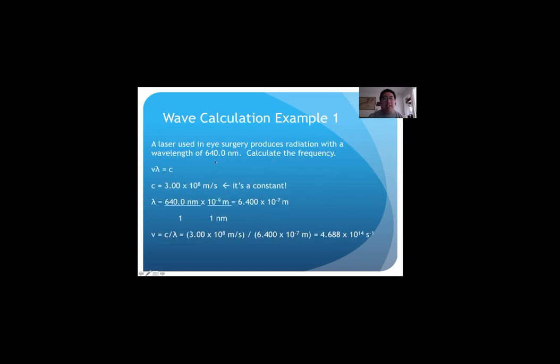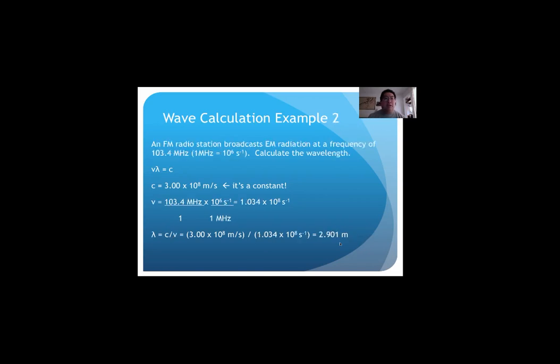Here's some example calculations. Let's say we're doing LASIK, and the laser we're using operates at a wavelength of 640 nanometers. What's the frequency? We can use our wave equation here. Remember, c is a constant. It's the speed of light. But remember, because we have 640 nanometers, we can't use it directly because it isn't in the same units as the speed of light. So what we'd have to do is dimensional analysis to convert this from nanometers to meters. And then once we have that, we can go ahead and solve for nu by taking the speed of light and dividing it by lambda, which would give us our frequency.